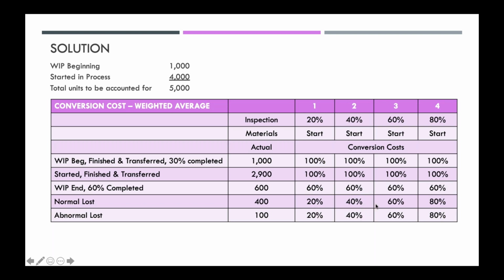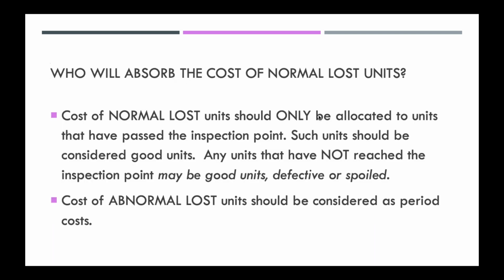Lost units based on inspection points. Okay, our assumption is nalagyan na siya ng conversion cost after 20%, doon na nalaman na may lost units, kaya we were able to apply or still applied 20% of conversion cost. Scenario 2, 40. Sa scenario 3, 60. Scenario 4 is 80%. Okay.